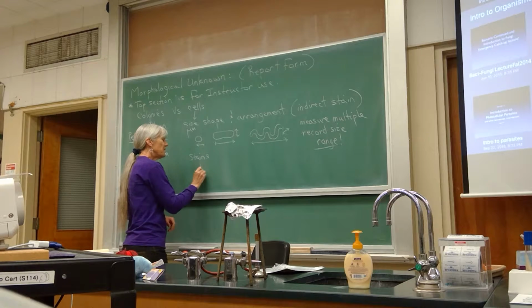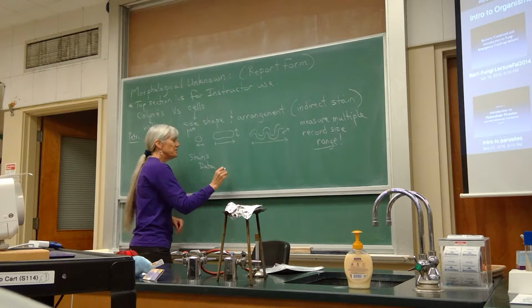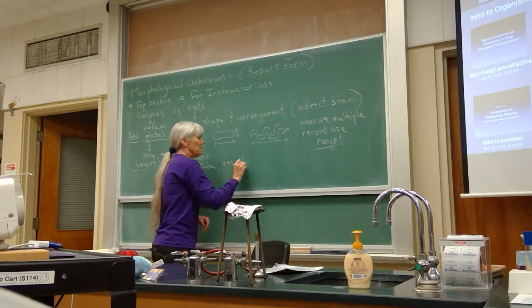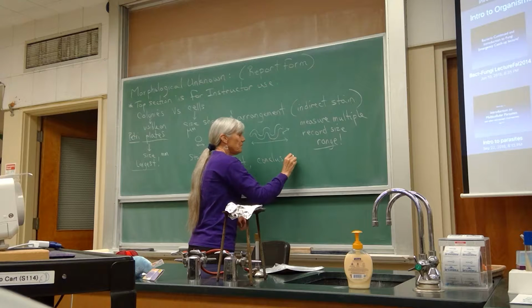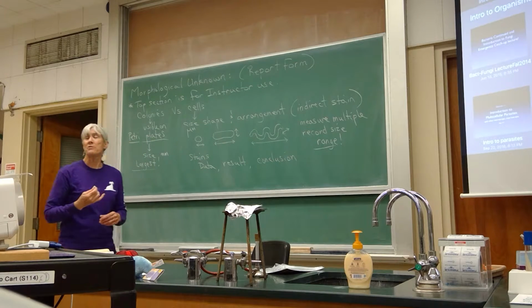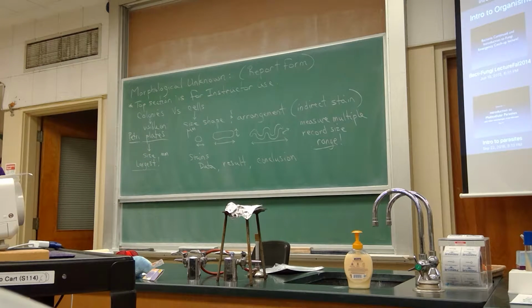You always have data, result, and conclusion. This is pretty straightforward if you're talking gram stain. Data is purple versus pink. Result is positive versus negative. Conclusion is, what does that tell you about the wall?